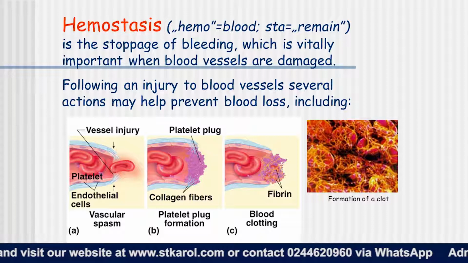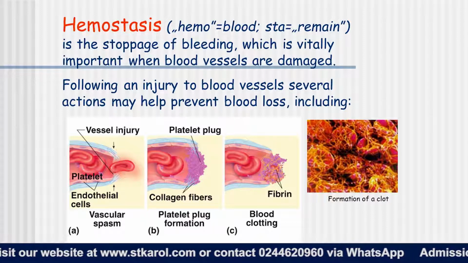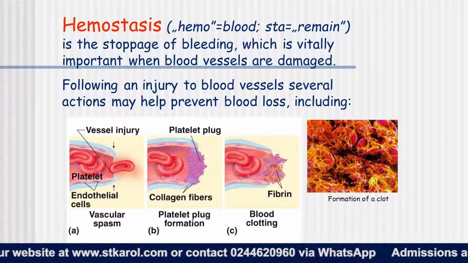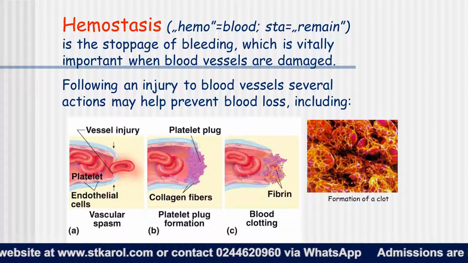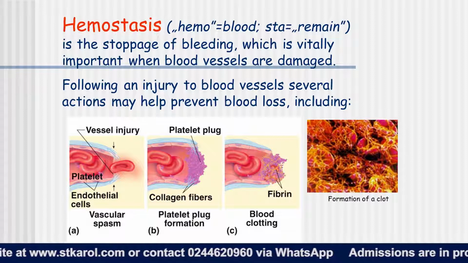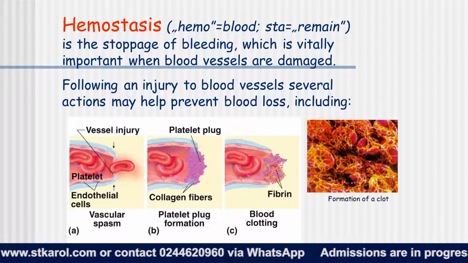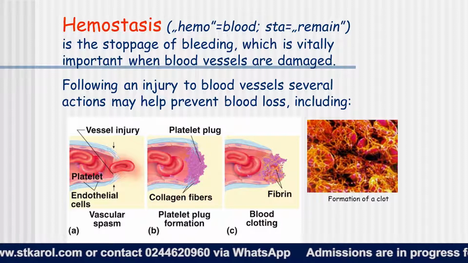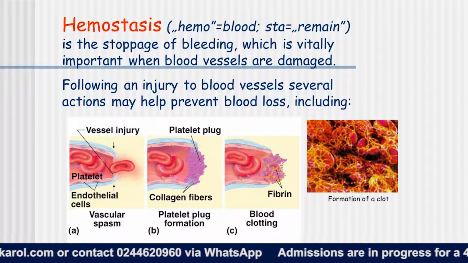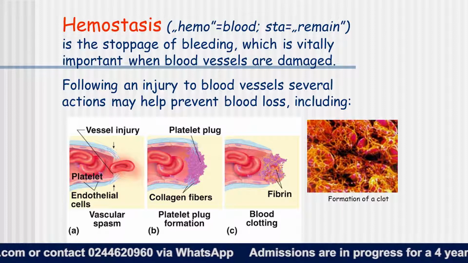So, that is it. Hemostasis. Hemo is blood and stasis means to remain. It is the stoppage of bleeding, which is of vital importance when blood vessels are damaged. Following an injury to blood vessels, several actions may help to prevent blood loss, including vasoconstriction, platelet formation, blood clotting, and formation of a clot.